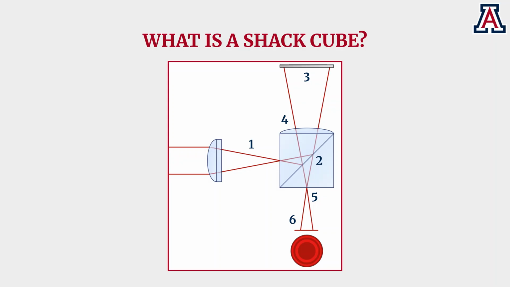A Shack cube is a common path interferometer. It is essentially a beam splitter with a cemented plano-convex lens, where the reference and test surfaces are arranged in a 2F2F configuration. Let's walk through the figure.